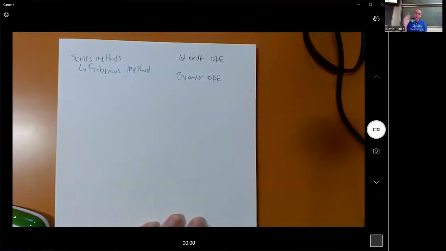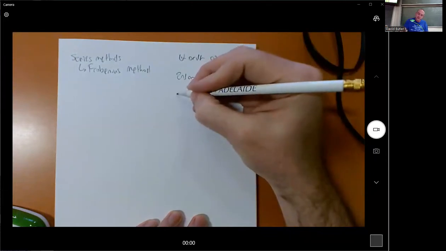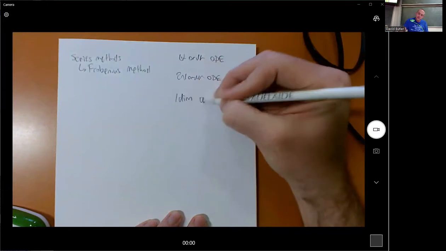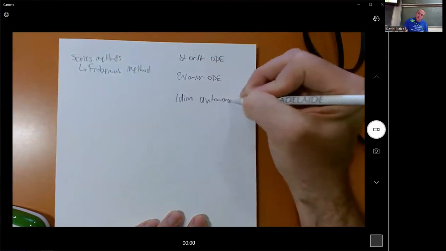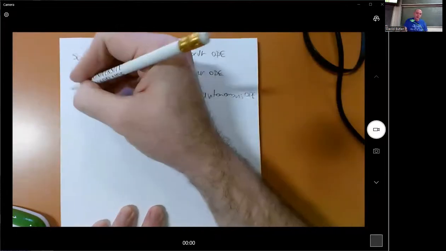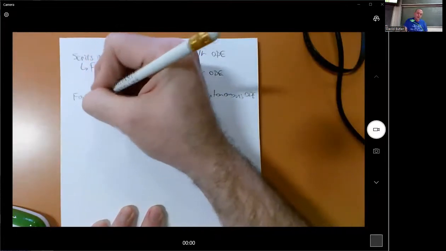I'm going to write some things down. So just saying one-dimensional autonomous. Okay, and then you've got Fourier series.